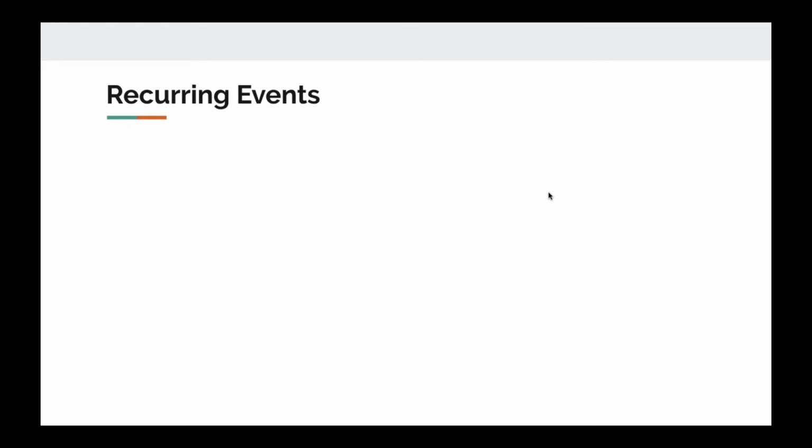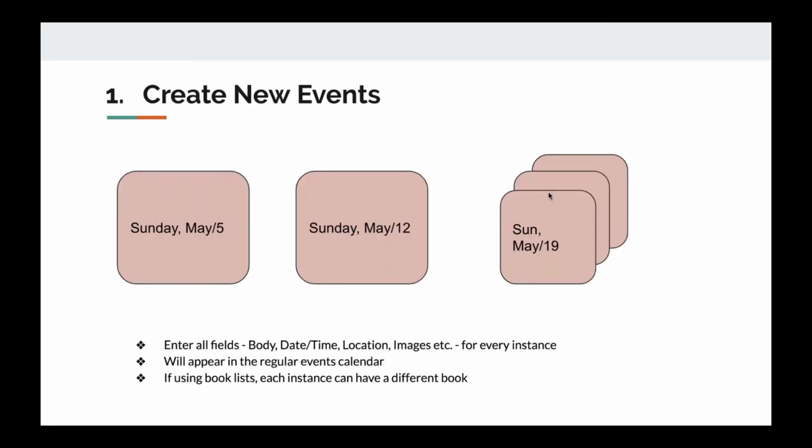So now let's jump into recurring events. When we talk about recurring events, today we will focus mostly on the event content type and the event date, which is the field. So I said there are 4 different options for creating recurring events. So option number 1, which is pretty basic, is you create a new event every time you have to have that recurring event. For today's example, we will talk about a story time on Sundays.